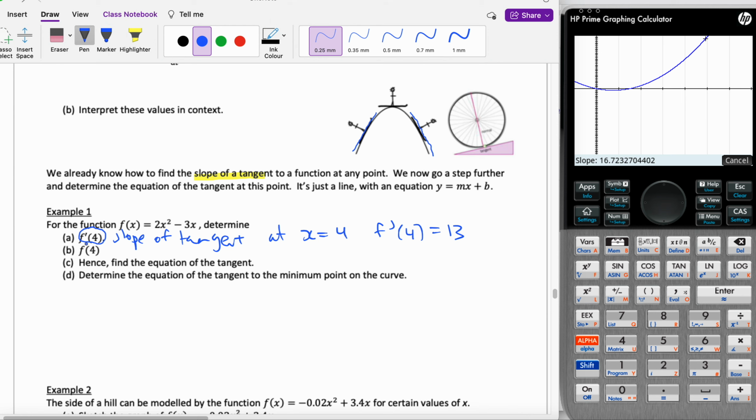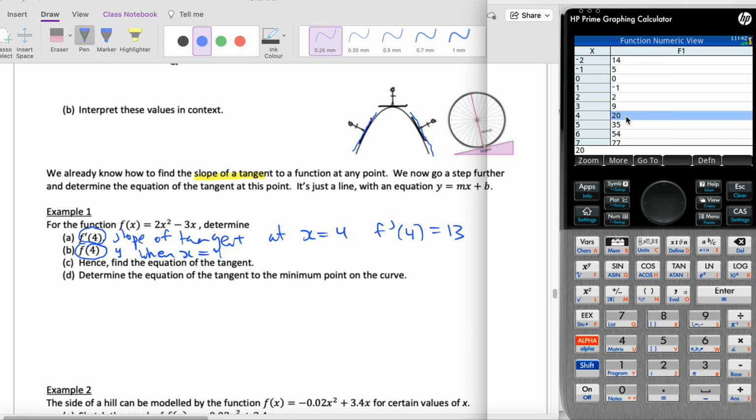Okay, remember what this is. All this is asking you to do is find the y when x is 4. Again, you can go to num, and you see that when x is 4, y is 20.